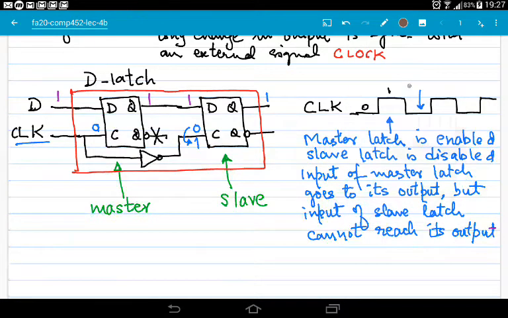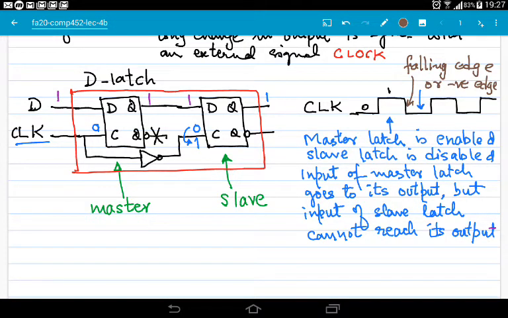Okay, this is the falling edge. This is the falling edge where transition takes place. Falling edge or negative edge. It's also called negative edge.